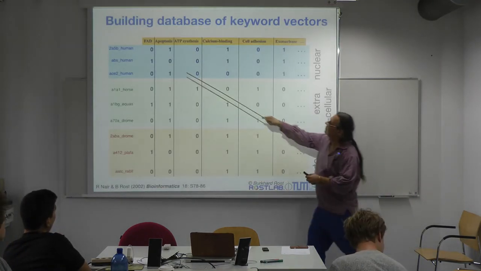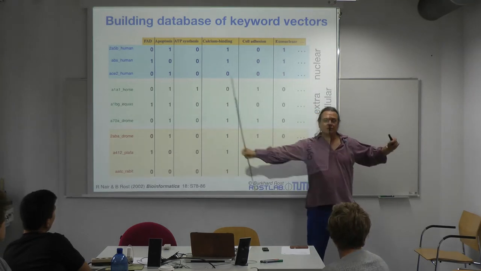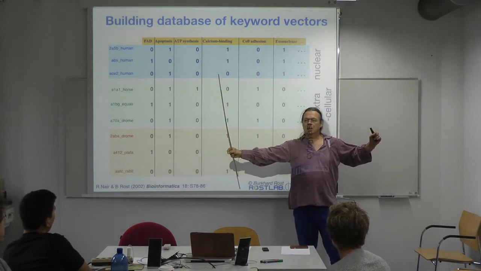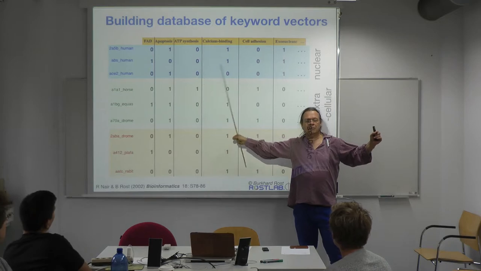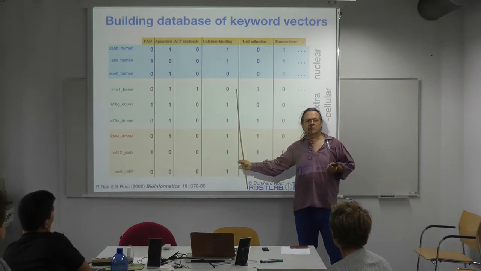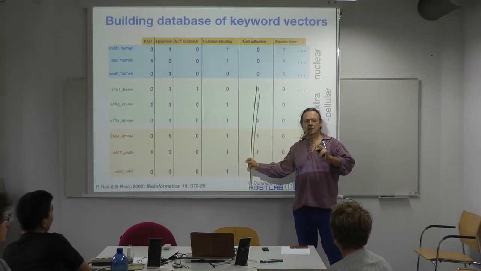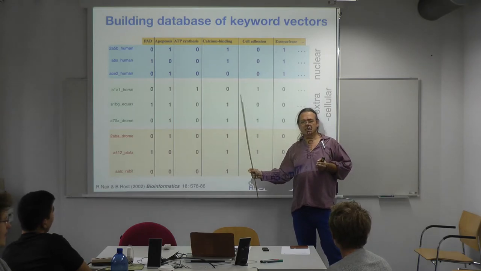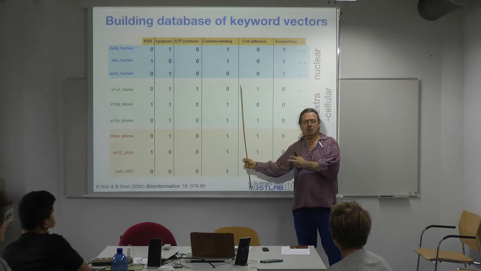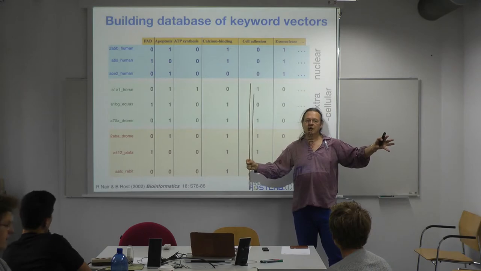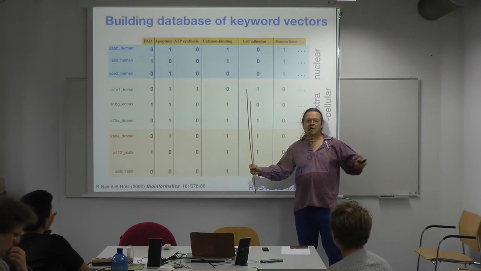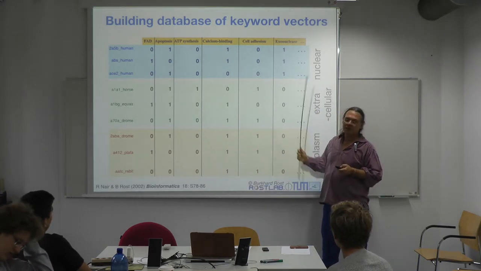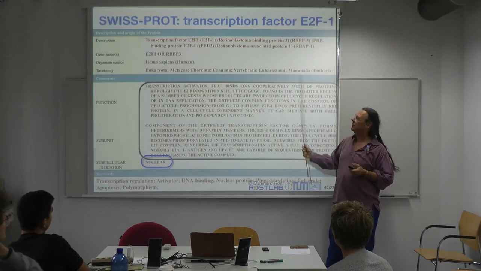So for every single protein, we have a vector of keywords. And for every single protein, we have the 1 and 0. Is the keyword present or not? In this particular case, DNA binding is a keyword, and we're not discovering motifs. We're just looking at the overall number, the overall count. Now, what's the immediate problem that you see with that, if you look at this record?